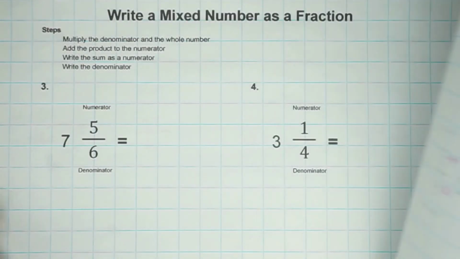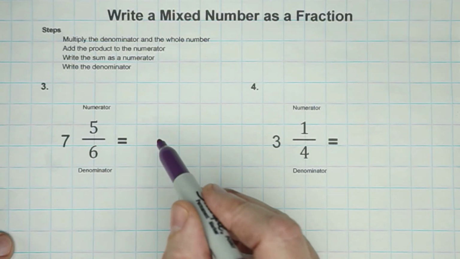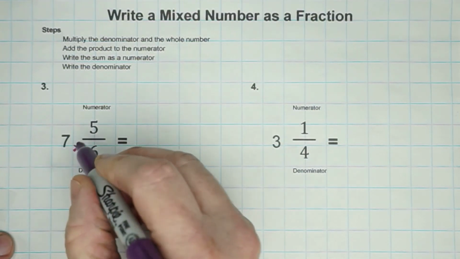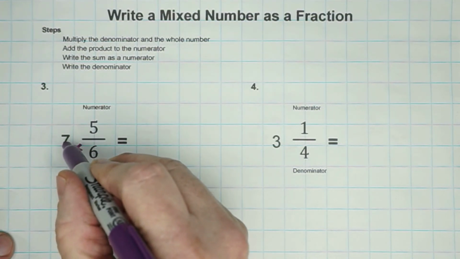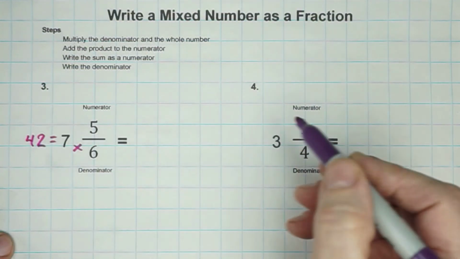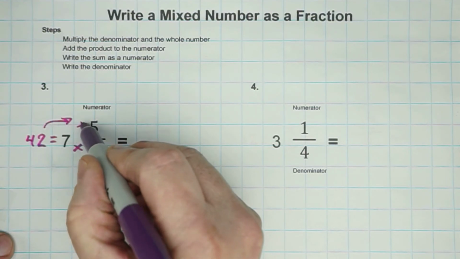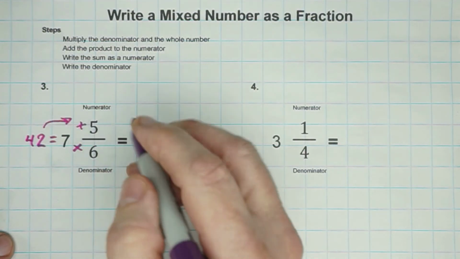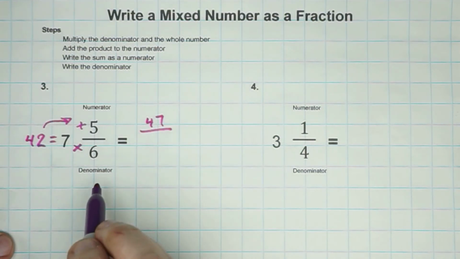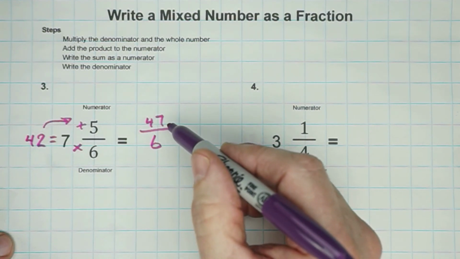2 more examples and we'll be done. 7 and 5/6, we would like to rewrite that as an improper fraction. We first multiply our denominator by the whole number, and that would equal 42. 42, we're then going to add to our numerator, which is 5. That would be 47. And then just take our denominator and rewrite it. And our improper fraction would be 47/6.